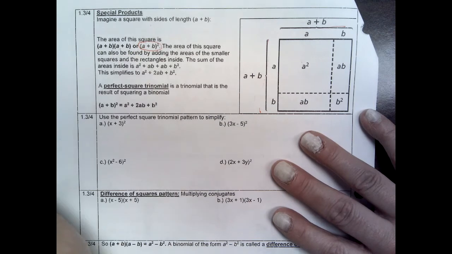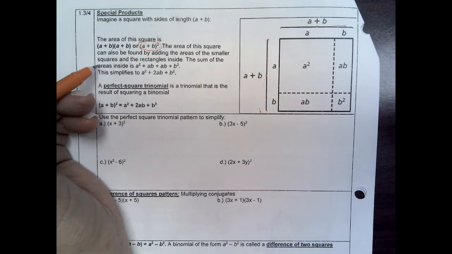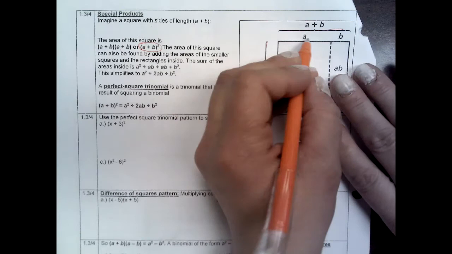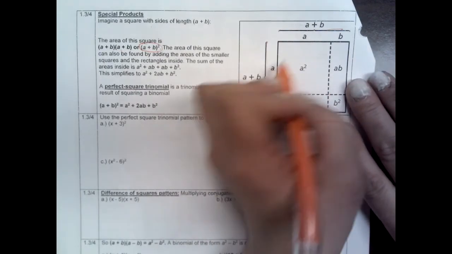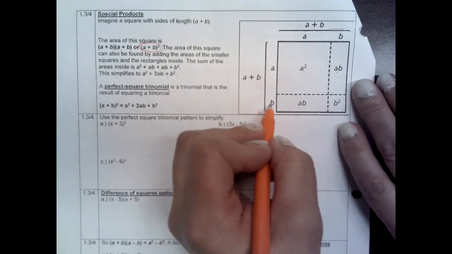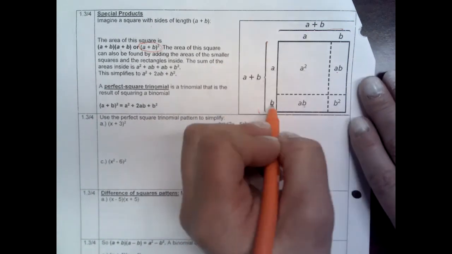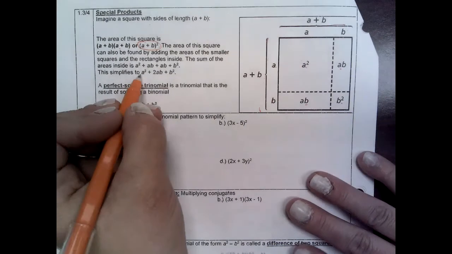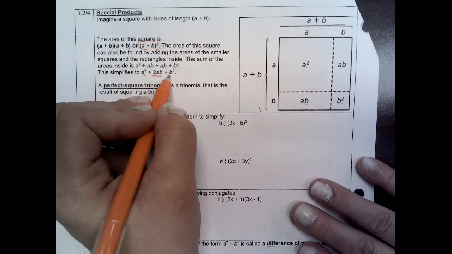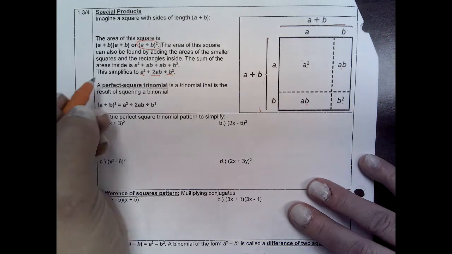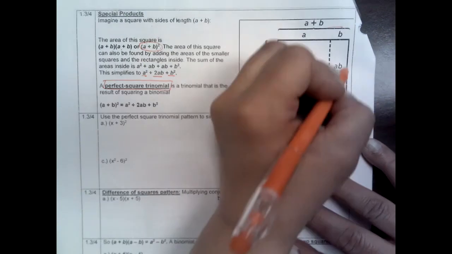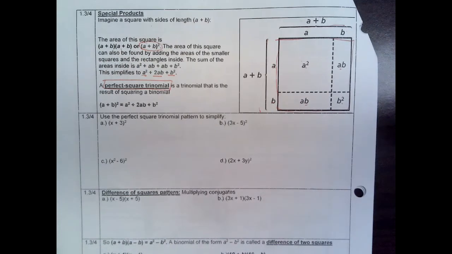Remember, we saw some of those on those last ones. It can also be found by adding the areas of the smaller squares and the rectangles inside. So just like our tile model, a times a is a squared, a times b is ab, b times a is ab, and b times b is b squared. So when we add that, we get a squared plus 2ab plus b squared. This is called a perfect square trinomial because it results in a perfect square area.